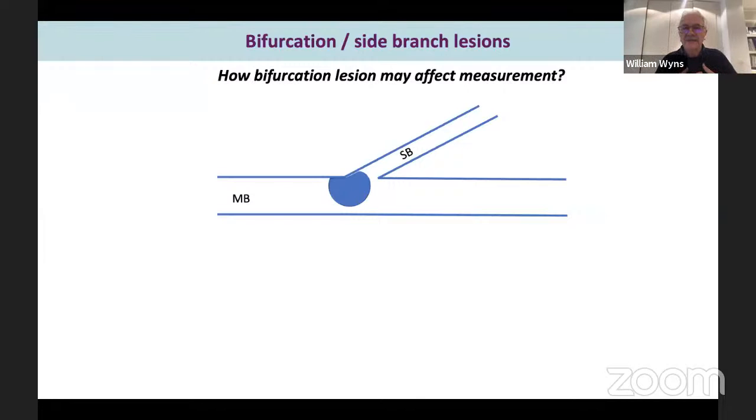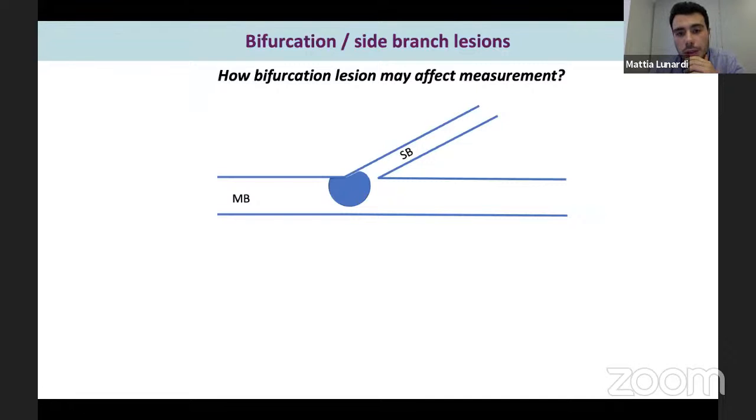Same thing from my perspective, for bifurcation you just have to make sure that the anatomy is right, but there is the issue of the side branch, of course. So how can FFR, IFR help there? Mattia, your turn. Yes, bifurcation is another very debated topic about functional assessment, in particular for the role of the functional assessment in the side branch.